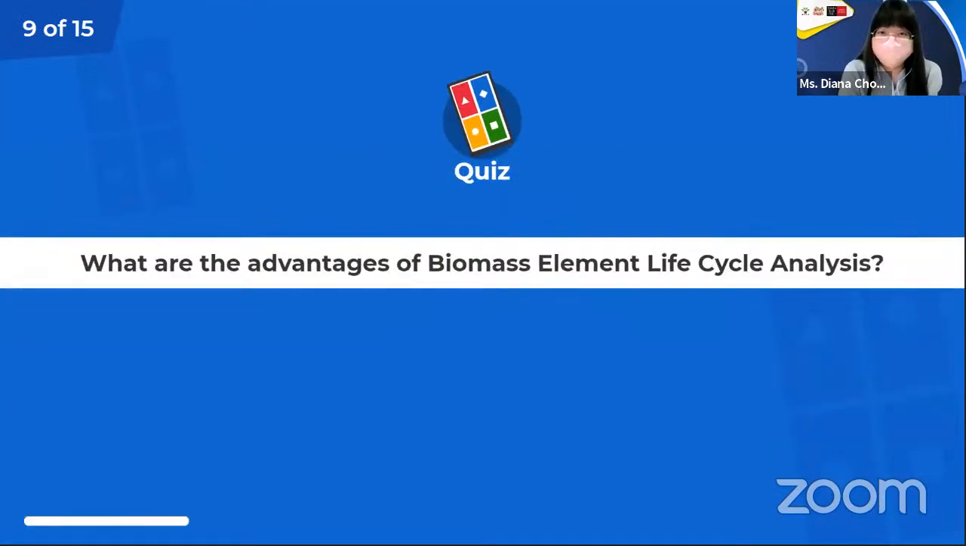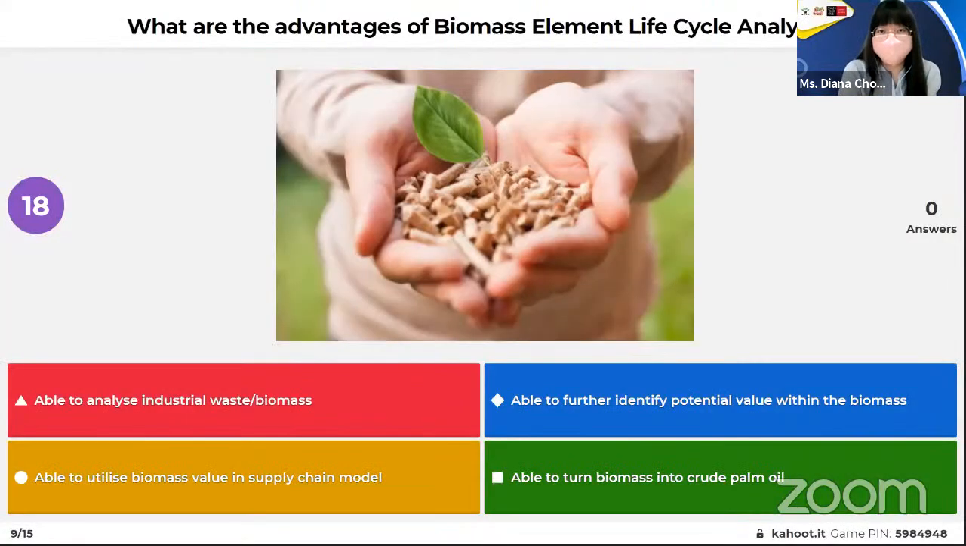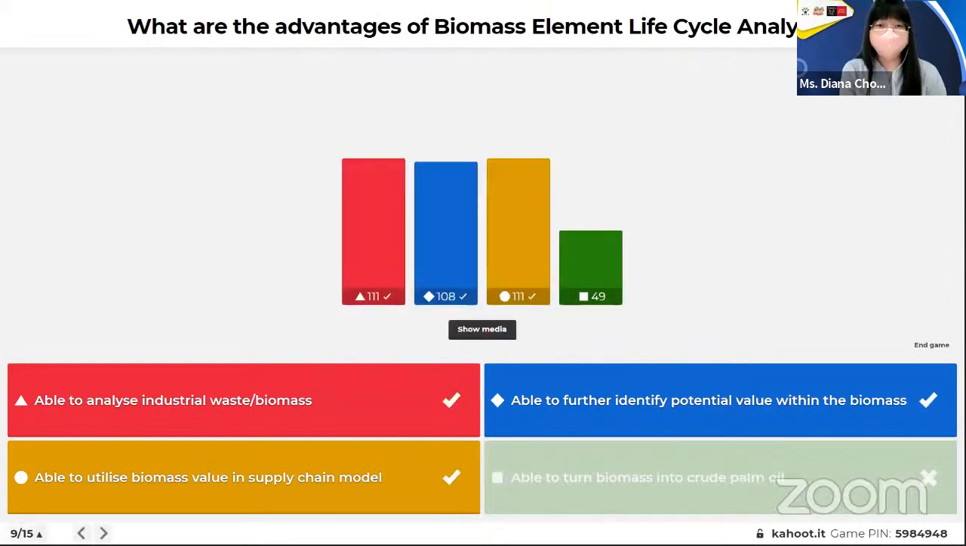Now it's a multi-selection one where you can pick multiple answers. What are the advantages of biomass element life cycle analysis? Is it able to analyze industrial waste biomass? Able to further identify potential value within the biomass? Able to utilize biomass value in supply chain model? Or able to turn biomass into crude palm oil? We've got 120 answers and it's okay, so it's all except able to turn biomass into crude palm oil.